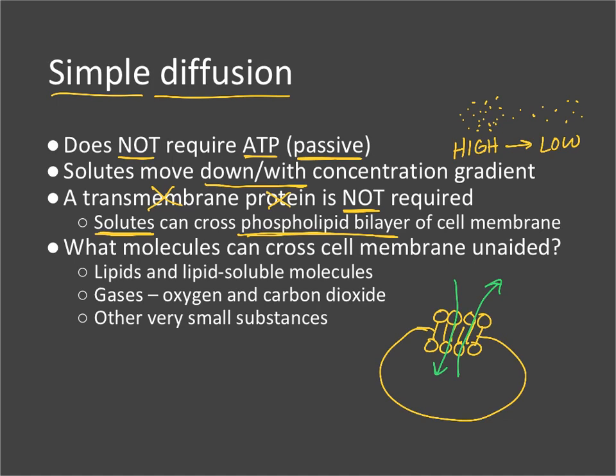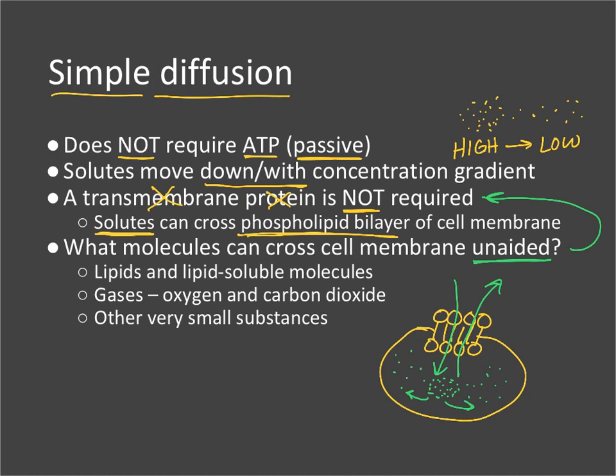Now, simple diffusion also refers to once stuff is inside the cell, that material is going to start spreading out. So it doesn't always involve crossing a cell membrane. Sometimes it just means that it's going from a high concentration area to a lower concentration area. So let's take a look at some of these molecules or substances that can cross the phospholipid bilayer unaided. So this means that we don't need those transport proteins.